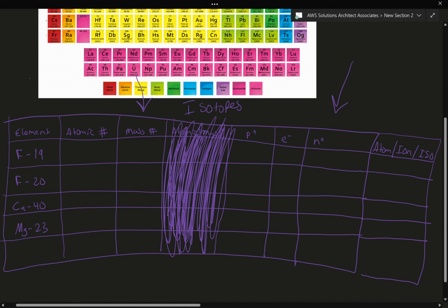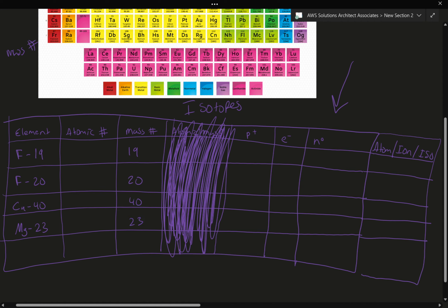So this number right here, 19, signifies the mass number. Let's go ahead right now and fill out this portion, mass number. The mass number for F, I'm saying F, for fluorine. Guys, this is chemistry. By now, everyone should know that F is fluorine. I don't want to hear anyone say F, Ca, Cl, whatever. You guys know what it is, or should know what it is, and tell me what it is. So here is 19, here is 20, here is 40, here is 23.